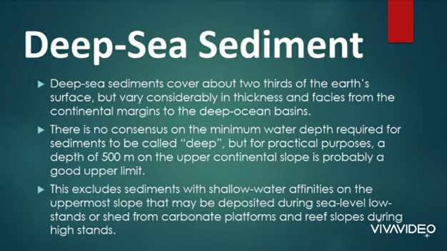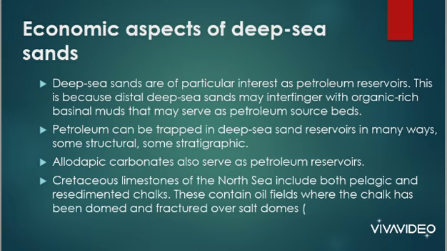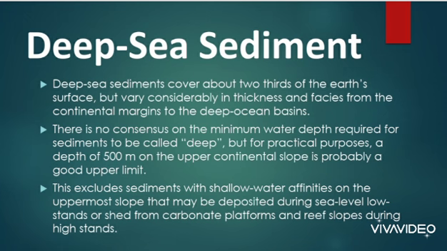Deep sea sediments cover about two-thirds of the Earth's surface, but vary considerably in thickness and facies from the continental margins to the deep ocean basins. There is no consensus on the minimum water depth required for the sediment to be called deep, but for practical purposes, a depth of 500 meters on the upper continental slope is probably a good upper limit. This excludes the sediments with shallow water affinities on the uppermost slope that may be deposited during sea level low stands or shed from the carbonate platforms and the reef slopes during the high stands.